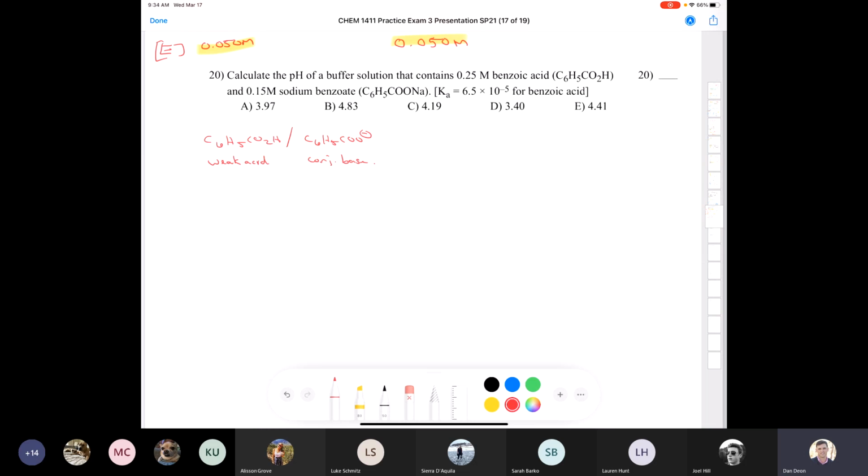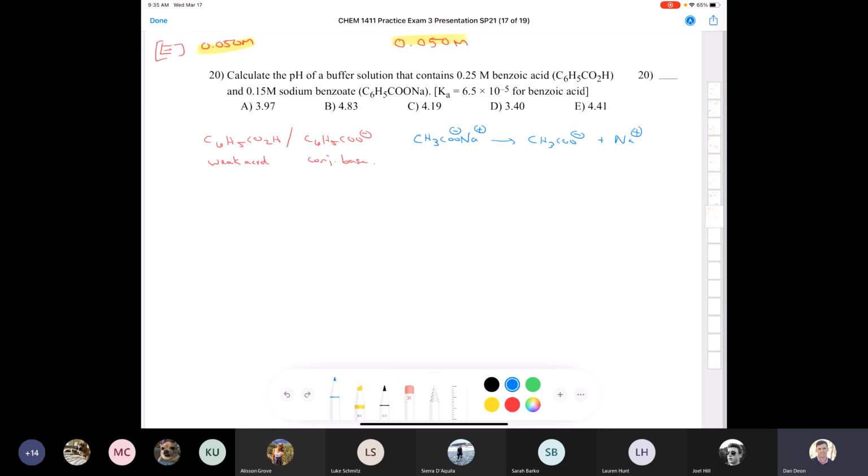Now, if you're wondering, how do you know it's benzoate, Mr. Dion? How do you know to leave the sodium out? Because sodium is a spectator ion. Sodium benzoate is an ionic compound. It's going to dissociate completely to give me the benzoate ion, which is a weak base, but it's strong enough to affect the pH of the solution, plus the sodium ion, which is not going to affect anything. And so that's why I'm interested in the conjugate base.